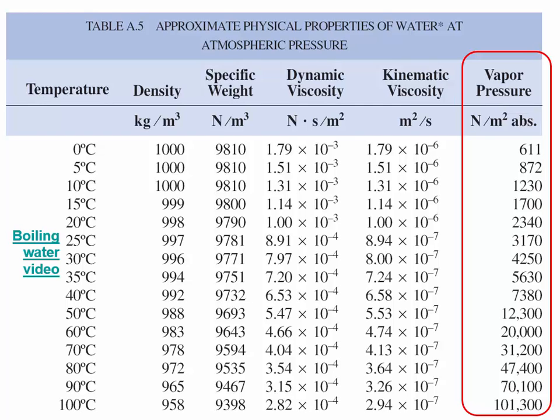The vapor pressure, you can look up in the back of your book. In table A5, there's not only the density and specific weight, the general fluid properties that we've used a lot, but here is the vapor pressure in newtons per meter squared. So this is the absolute vapor pressure of water at a variety of different temperatures. And just as we'd expect, 101.3 kilopascals is where the water begins to boil. That's when atmospheric pressure is equal to the vapor pressure of the water.